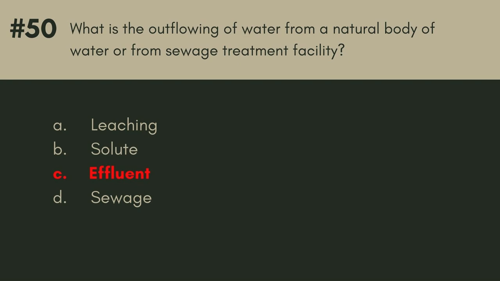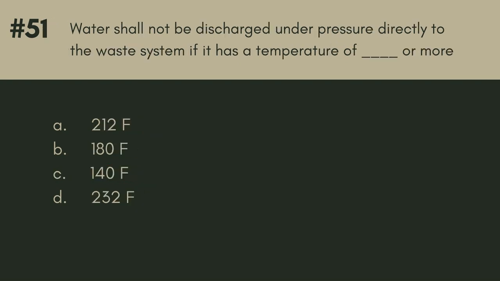Effluent. Question 51. Water shall not be discharged under pressure directly to the waste system if it has a temperature of how many degrees Fahrenheit or more? A. 212 F. B. 180 F. C. 140 F. D. 232 F. The answer? It's C. 140 degrees Fahrenheit.